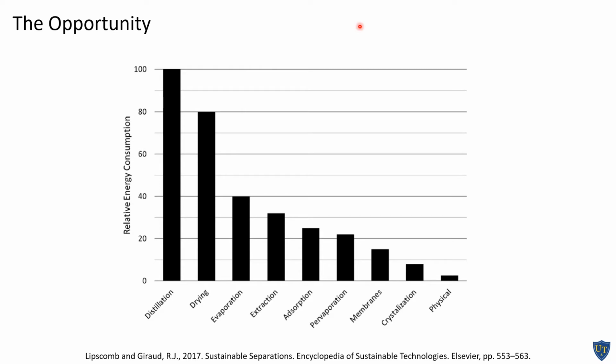The relative energy consumption of the dominant thermal separation processes, such as distillation and drying and evaporation, can be a factor of 5 to 10 greater than a membrane process. The energy consumption reduction that membranes afford comes at a cost though, and this cost is greater capital investment. And this is because the membranes themselves are more expensive and the process for making the equipment is more expensive.